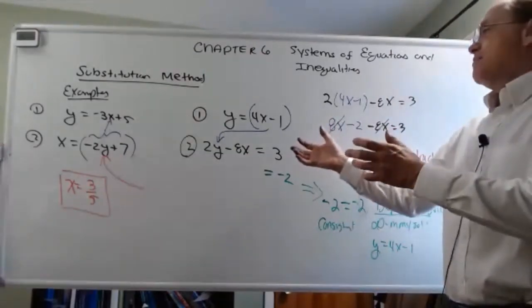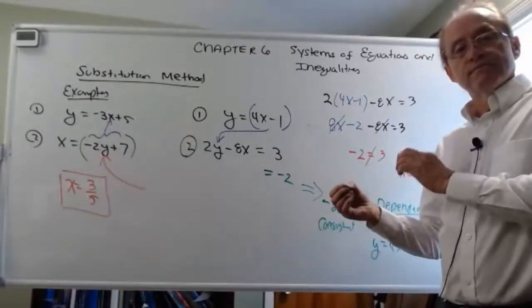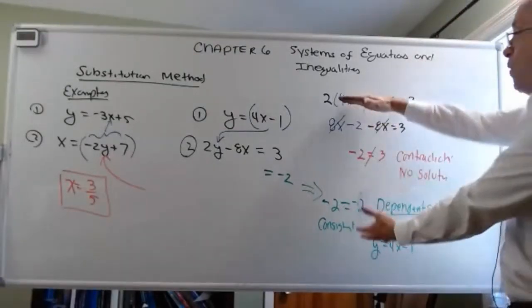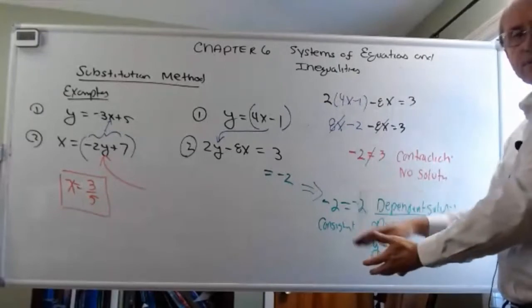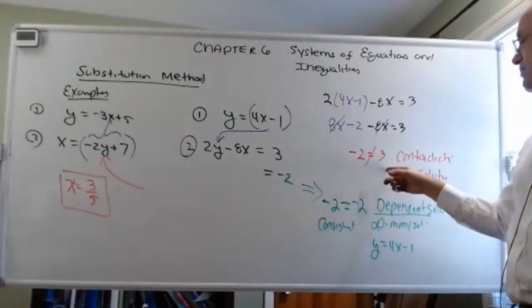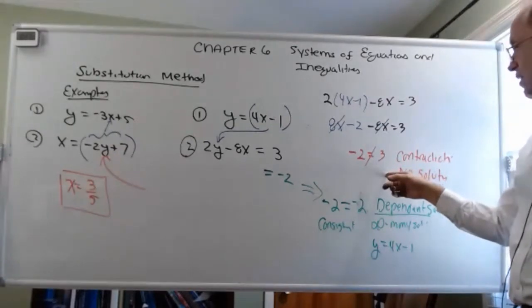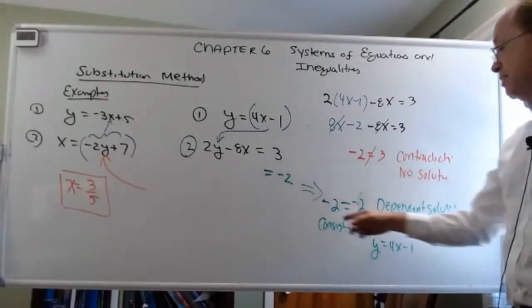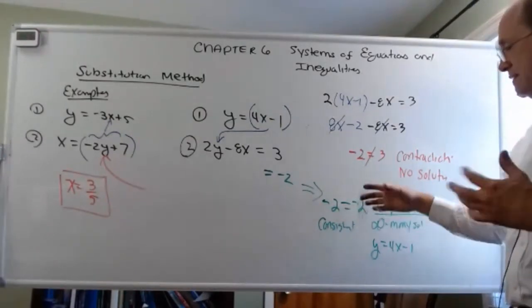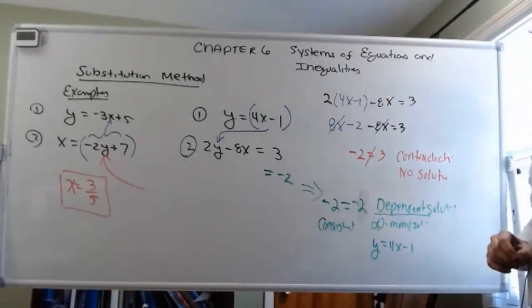In the first problems, I got a unique solution. In this case, I get a crazy thing. In both of these, the variable vanishes. The x is gone. And in one case, I get this contradiction, which is an inconsistent result, meaning no solution. But in this other case, I get everything is equal. So it's consistent, so it's dependent.